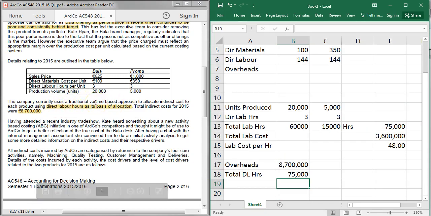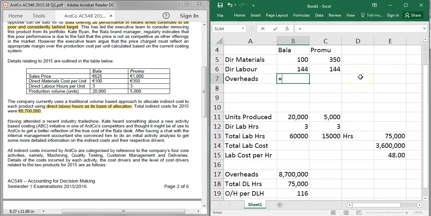The logic being the more hours you work, the more overhead you are getting. So there's an assumption there that the more hours worked, the more overheads are consumed. That may be a very basic assumption, but that's what the traditional uses. So the overhead per direct labor hour is 116. So we call that overhead per DLH. So that's our basis there. And because both of them work the same hours, they're actually going to get the same overhead allocation. Whether that's right or not is another thing, but both of them are going to get.